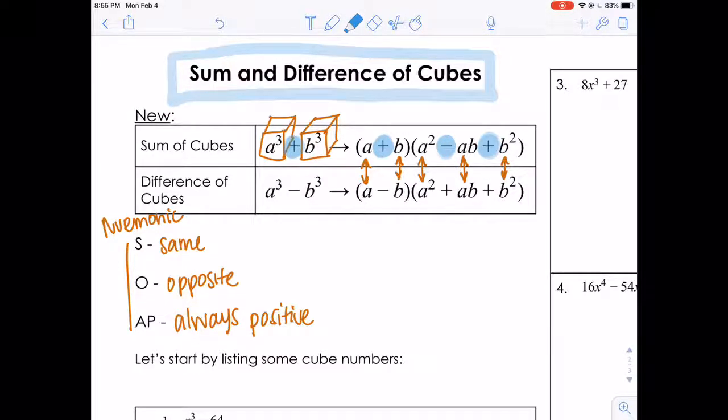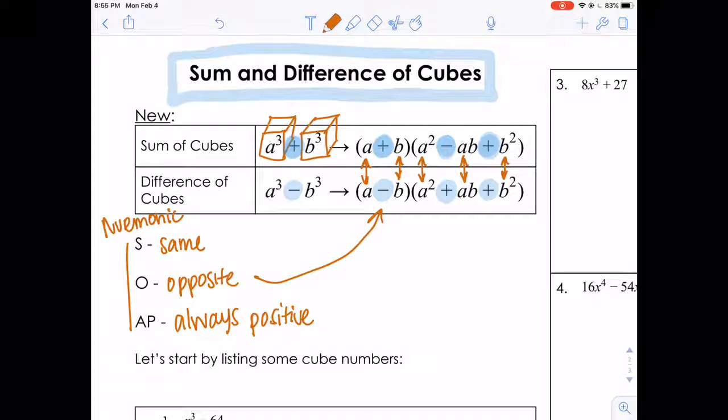The same is true for minus. So if it's minus, it starts with minus and then does the opposite, and then the last one's always positive no matter what. So we can use this mnemonic to remember the signs of the pluses and minuses.